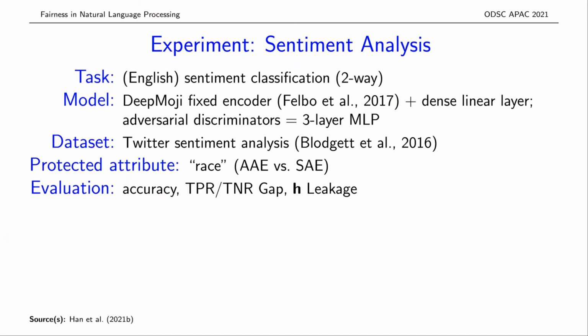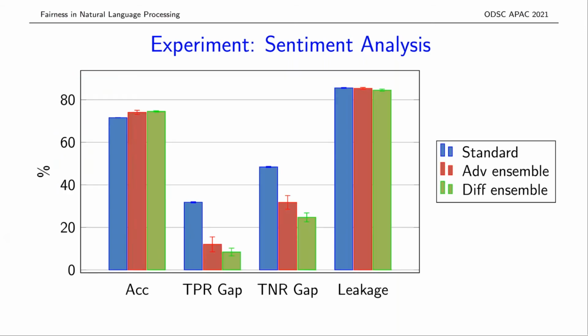And we're going to, again, evaluate the trade-off of accuracy versus gap, in terms of either true positive rate gap or true negative rate gap, noting that this is a binary classification task, as well as leakage again over our hidden representations.